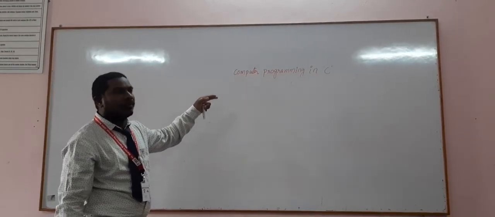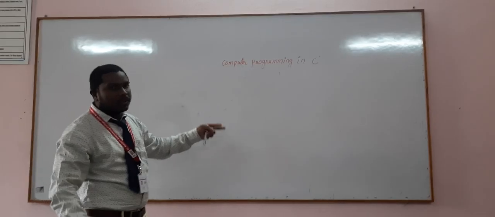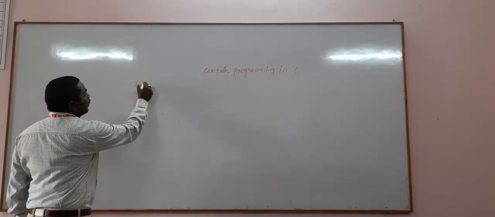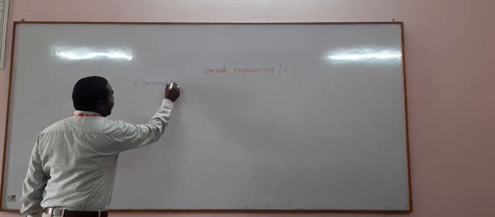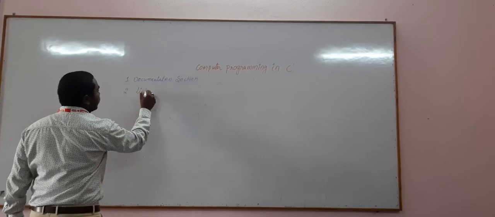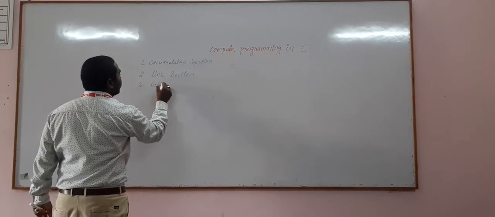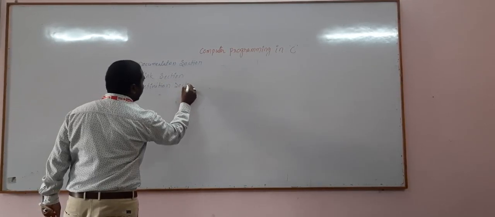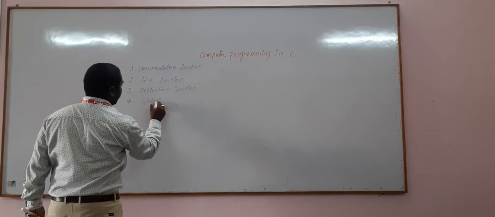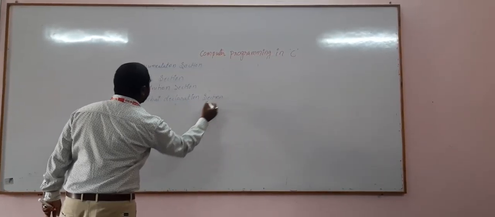In the structure of a C program, there are various types of sections. Some sections are mandatory to include, some sections are optional. Let us see which are mandatory and which are optional. In the structure of a C program, the first section is the documentation section. The second one is the link section. The third one is the definition section. The fourth one is the global declaration section. The fifth one is the main function section.